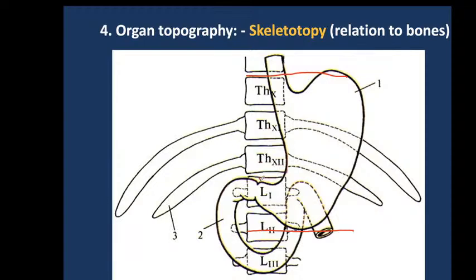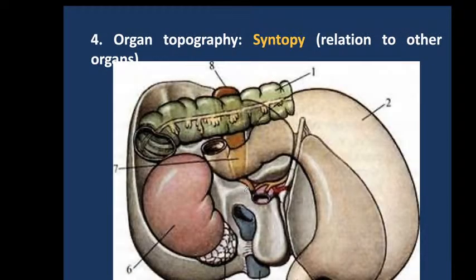We can also divide the duodenum. The beginning of this intestinum is located at lumbar vertebra number 1, and the end is at lumbar vertebra number 2 here. This is the outgang of this organ. And the last section of topography we call syntopy. What does it mean? This is the relation of an organ to the other ones.